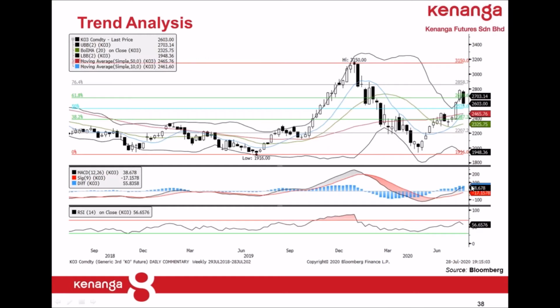MACD is still in the positive zone, whereas the RSI is still above 50. So basically, this still shows that the uptrend momentum persists, with some minor correction currently.